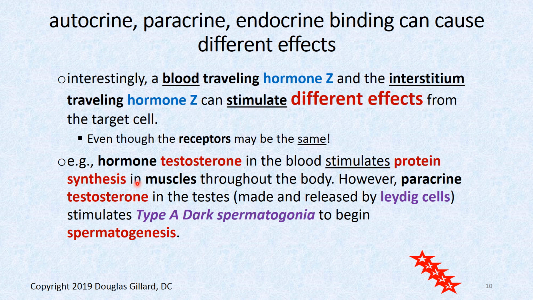Perfect example is testosterone. So testosterone in the bloodstream stimulates protein synthesis in muscles, right? That's why bodybuilders and some athletes use this stuff so they can train harder and recover faster and train harder again. Stimulates the muscles to build and recover faster. So that's what it does when it binds to muscle receptors. But that same molecule of testosterone, when it binds to type A dark spermatogonia, remember those from Dr. Doe days? When it binds to those during puberty, it stimulates the process of spermatogenesis. We're going to make new little sperm.